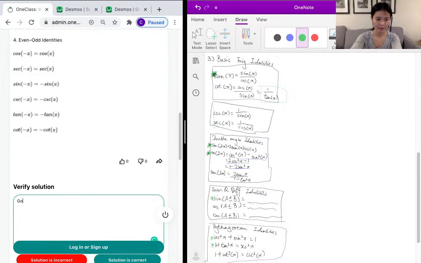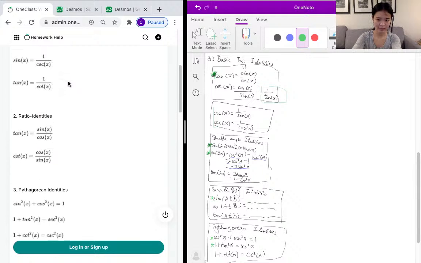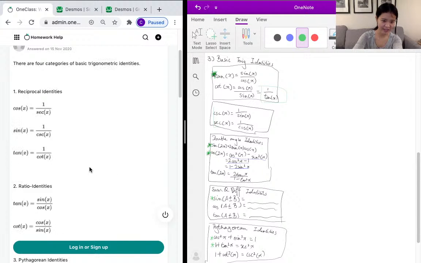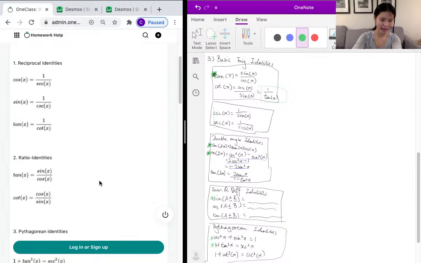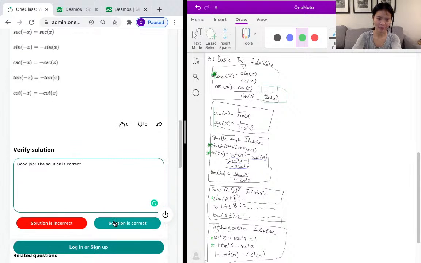Okay, good job, the solution is correct. Cool, let's move on to our next problem. They didn't mention double angle identities or sum and difference identities. I presume they just don't think these are as basic as the other ones, but I think they appear quite often. But again, it depends on which schooling system you're in.